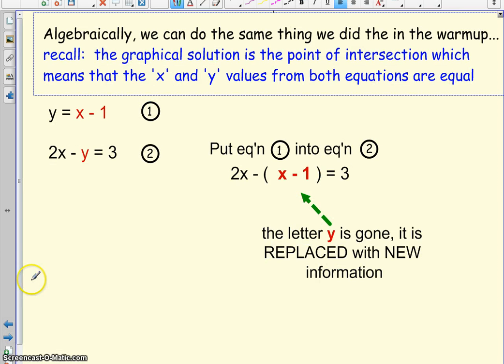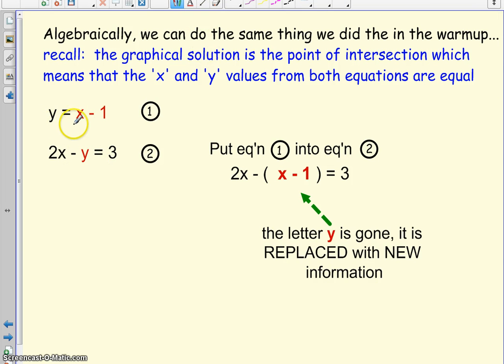So what I'm going to do here, with the two equations given, these are the exact same two equations we used in the warm-up. I have y equals x minus 1 and 2x minus y equals 3. Well, looking at the very first equation where I know that y is equal to x minus 1, by combining the equations, I can replace the y in the other equation because I know that it's equal to x minus 1. And again, I don't know what x and y are, but I know that whatever x is, if you subtract 1 from it, you get y.